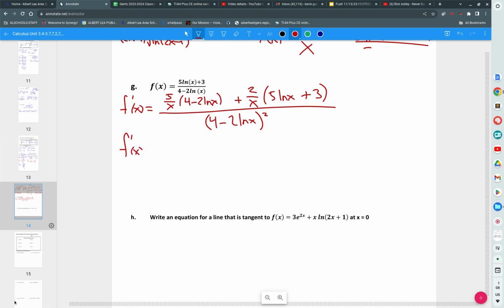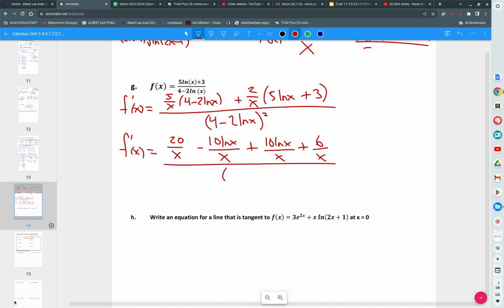f prime of x is equal to, looks like we're going to have a 20 over x, and then a minus 10 natural log of x over x, plus 10 natural log of x over x, plus 6 over x. Isn't that nice? You see that the negative 10 natural log of x over x and the positive 10 natural log of x over x will reduce. And the denominator is 4 minus 2 natural log of x, that quantity squared.